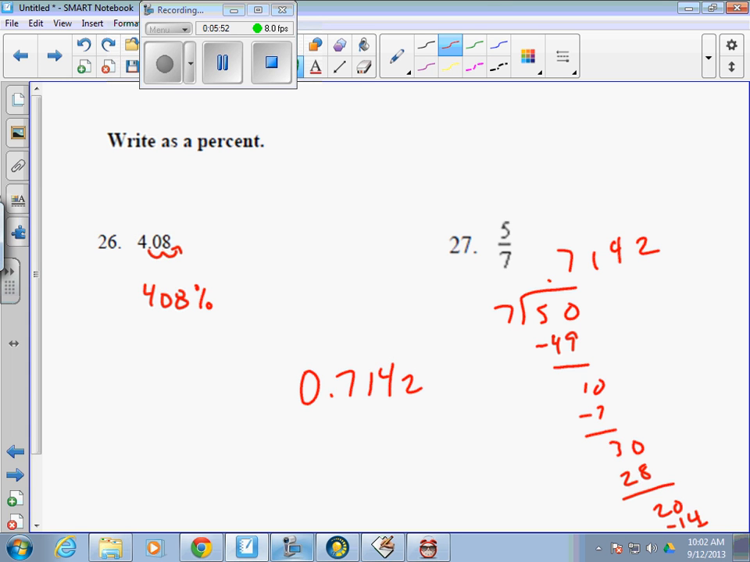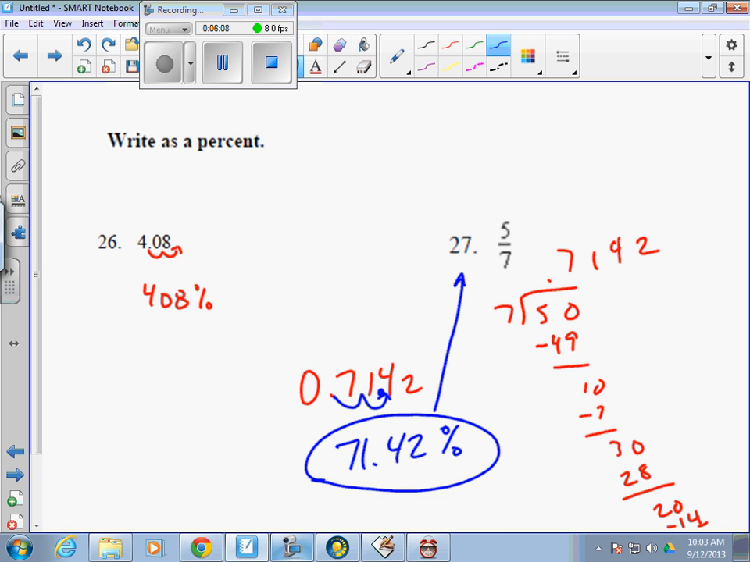Written as a percentage, just like number 26, in order to make a decimal into a percent, you move it over once, twice, and the decimal is going to go there. 71.42%. That's 27.